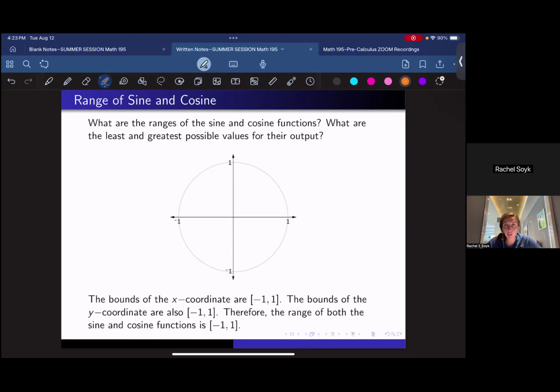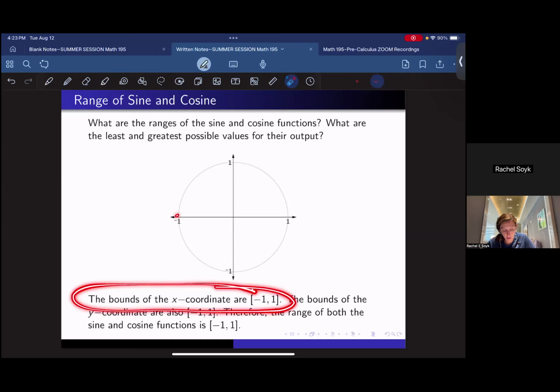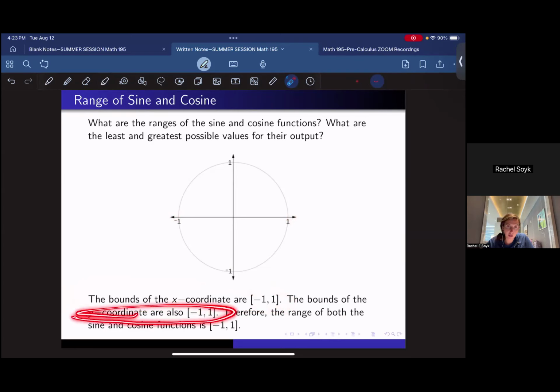Now, when we look at it from a unit circle perspective, we put bounds on our x coordinate. And the bounds for a unit circle is from -1 to 1. The bounds for the y coordinate, which just happens to be the range, is also -1 to 1. So the range of both the sine and cosine functions, once again, is -1 to 1.